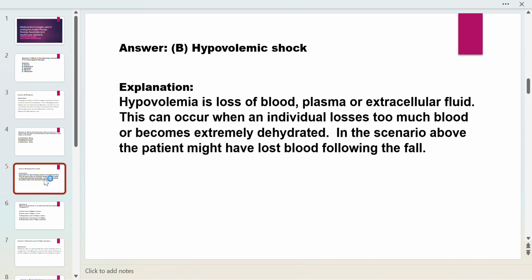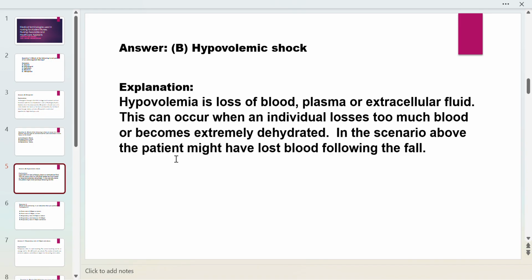And it's giving us an explanation to say hypovolemia is a loss of blood, plasma, or extracellular fluid. This can occur when an individual loses too much blood or becomes extremely dehydrated. In the scenario above, the patient might have lost blood following the fall. Yes, so this is true.